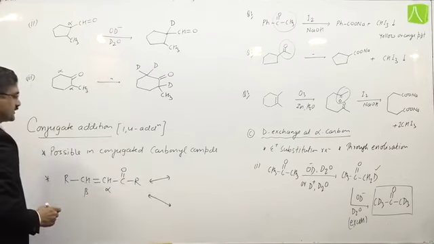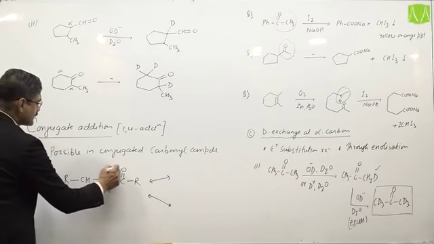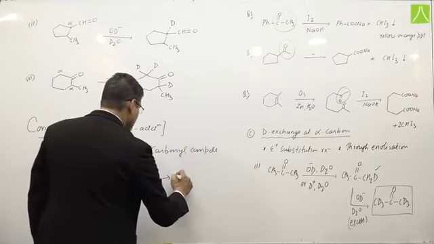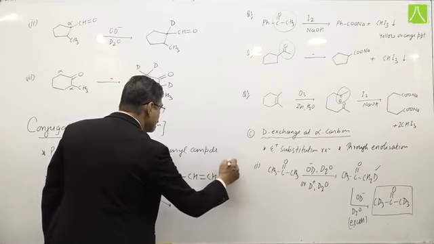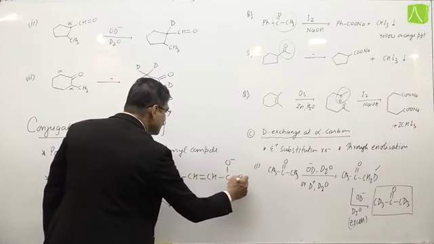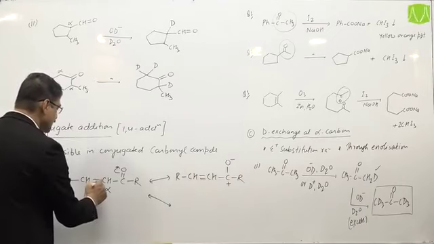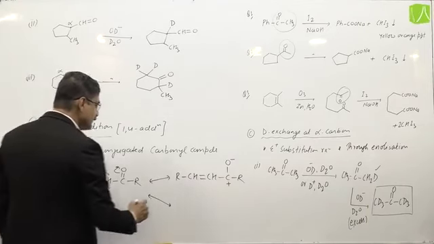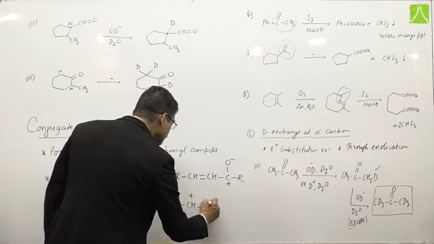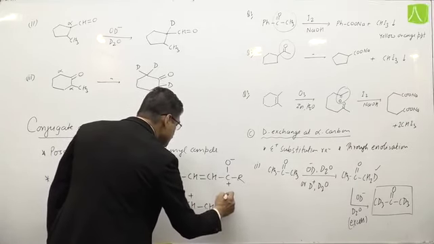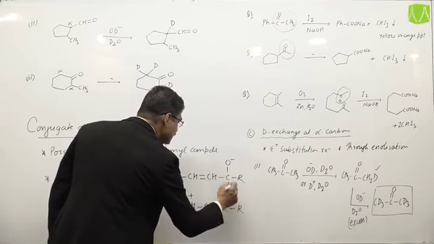So I write the two resonating structures. First, R CH double bond CH O minus, this is R. Second, if I move this pi bond, so R CH plus, CH double bond C O minus R.